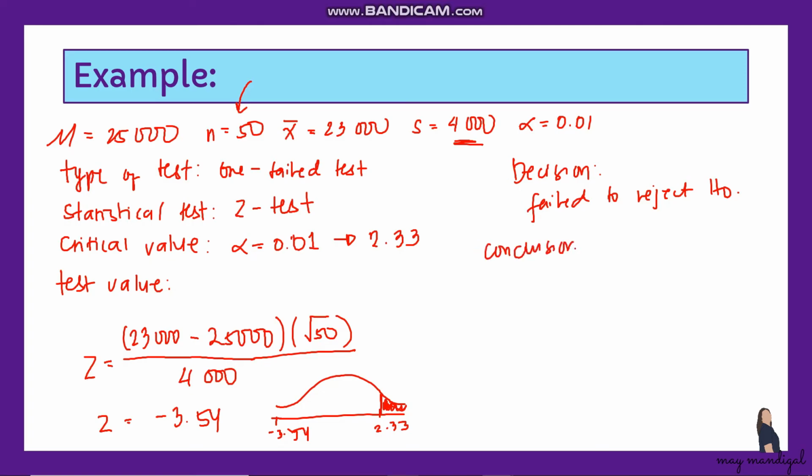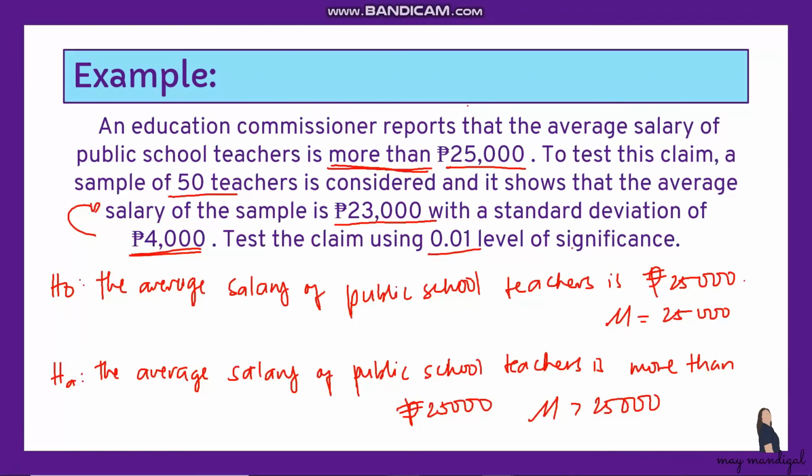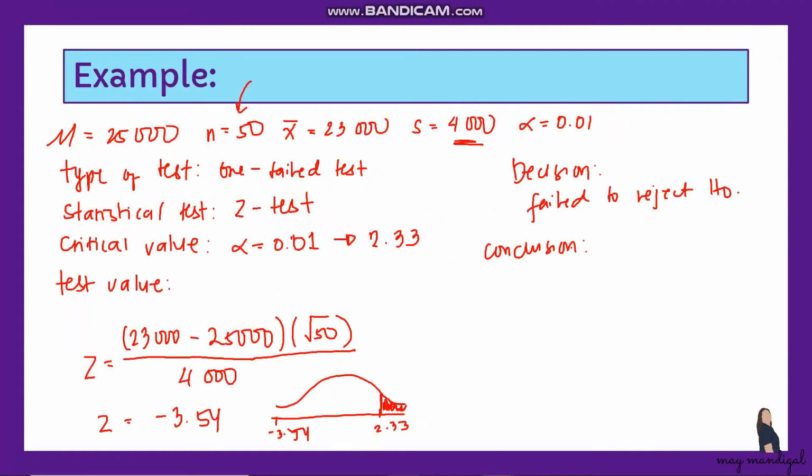Now, what will be our conclusion? If we go back here, since we failed to reject our null hypothesis, that means we have to accept that the average salary of public school teachers is 25,000 pesos. So it only means that there is not enough reason.